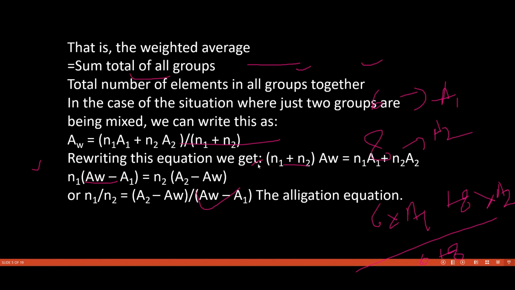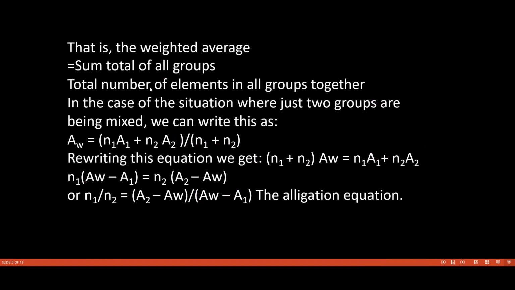Alright, so now the weighted average, as we know, is the sum of the total of all groups divided by the total number of elements in all groups. So for example, if we have just two groups, the sum total of all groups is n1a1 plus n2a2 upon n1 plus n2.